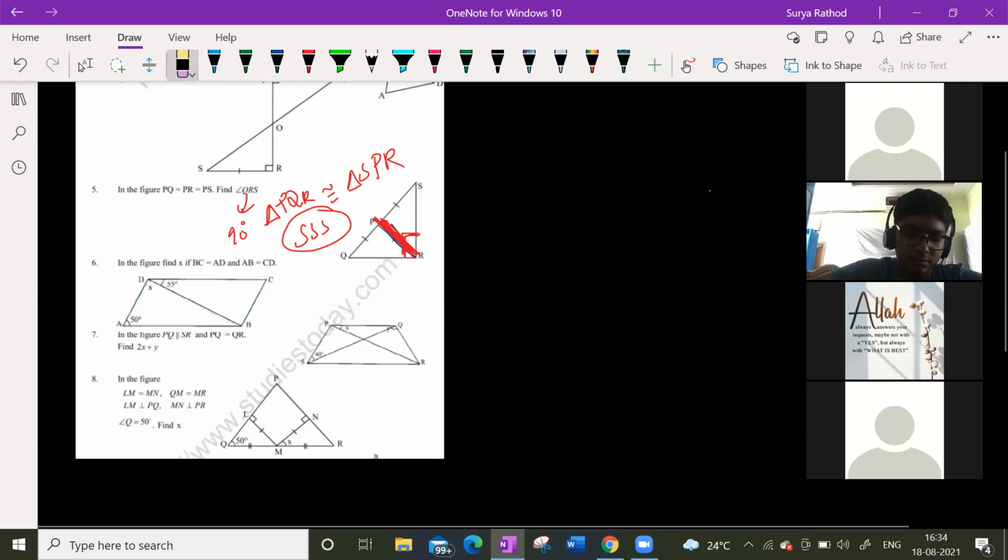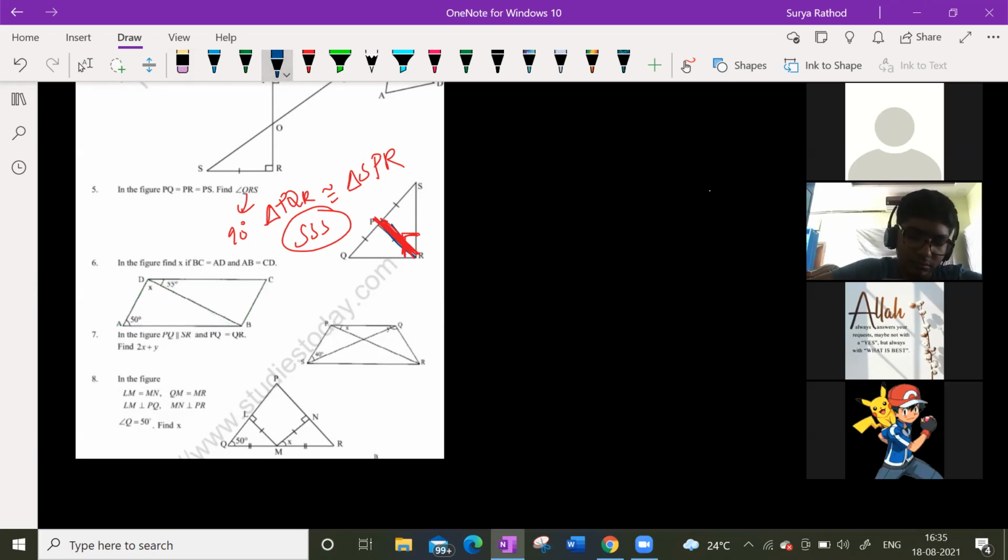Sir, angle CAB will be equal to 50, and then BC is equal to CD, so that will also be 50, sir, right? Look, sir, I'll tell you how I did it. Yes, Bhargav. AB is equal to CD and AD is equal to BC, so we can justify that it's a parallelogram, because opposite sides of a parallelogram are equal.